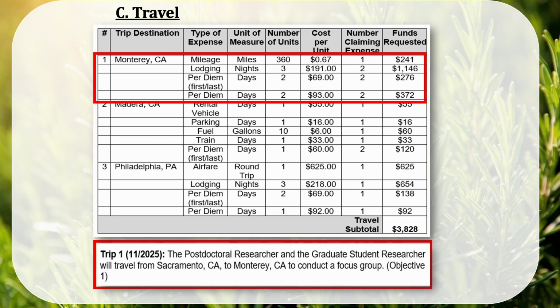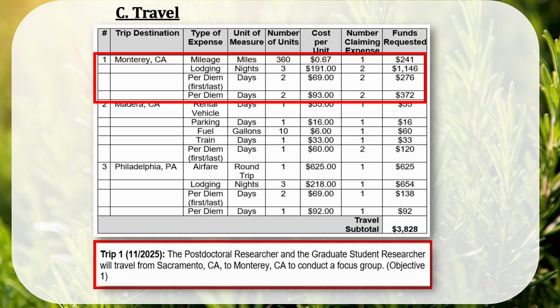There's only one person claiming the mileage expense because both people will be traveling together in the same car. Multiplying these 3 numbers results in $241 under funds requested. The next expense is lodging. The unit of measure is nights. The number of units requested is 3.